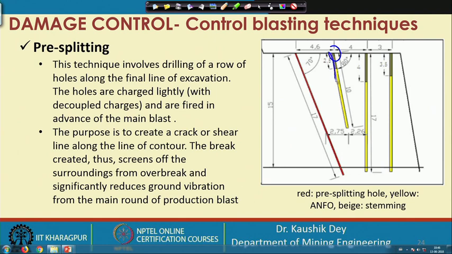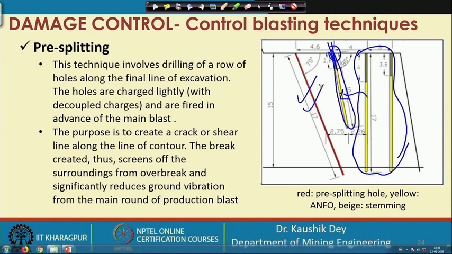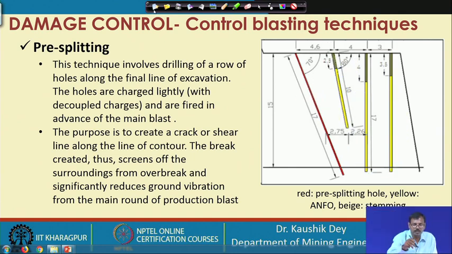So, by blasting these closely spaced holes, a breakage line is created in the final periphery line, so that any ground vibration or blasting waves generated from the main blast will not pass this already broken area. So, the remaining rock mass will remain unaffected from these blasting waves. So, that is the basic principle of pre-splitting.